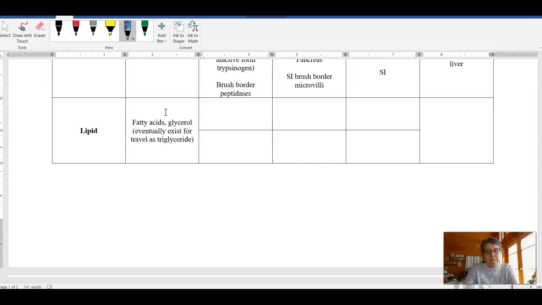Okay, so we saw lingual lipase coming off of the tongue. That working in the stomach needs an acid environment. We saw gastric lipase coming off of the chief cells of the gastric pit. That is working in the stomach.